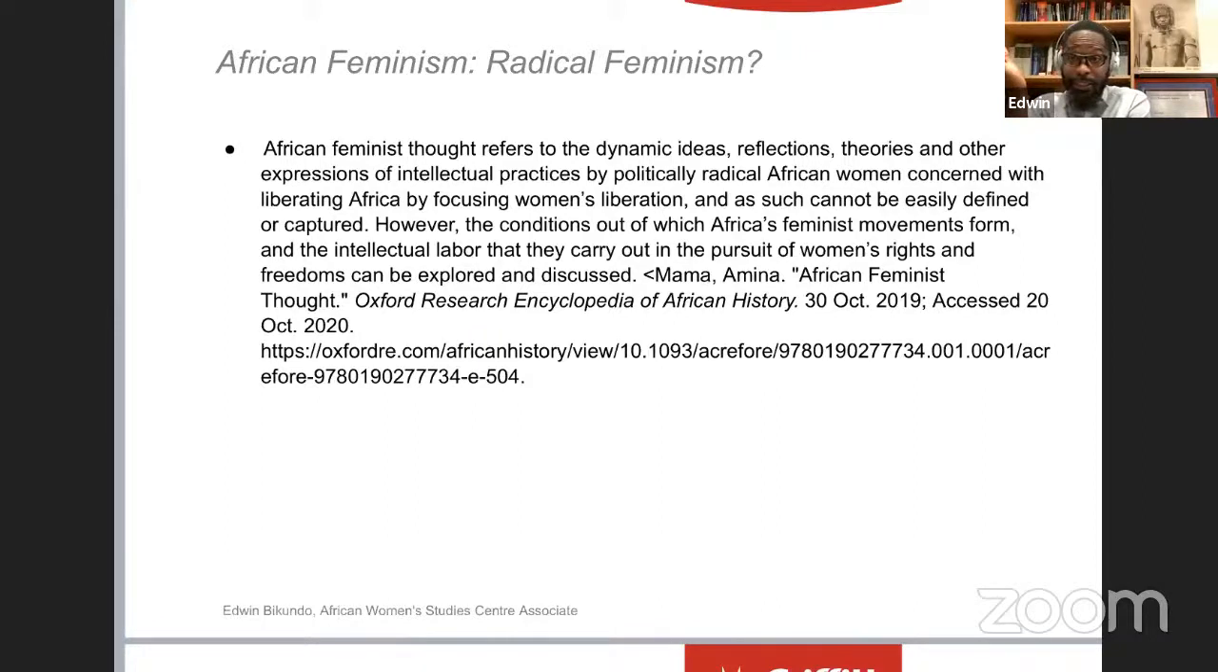But essentially, using this definition from Amina Mama in the Oxford Research Encyclopedia of African History, she says that African feminist thought refers to the dynamic ideas, reflections, theories, and other expressions of intellectual practices by politically radical African women that are concerned with liberating Africa by focusing on women's liberation. And as such, it cannot be easily defined or captured. But having said that, the conditions out of which Africa's feminist movements form and the intellectual labor that they carry out in their pursuit of women's rights and freedoms can be explored and discussed.